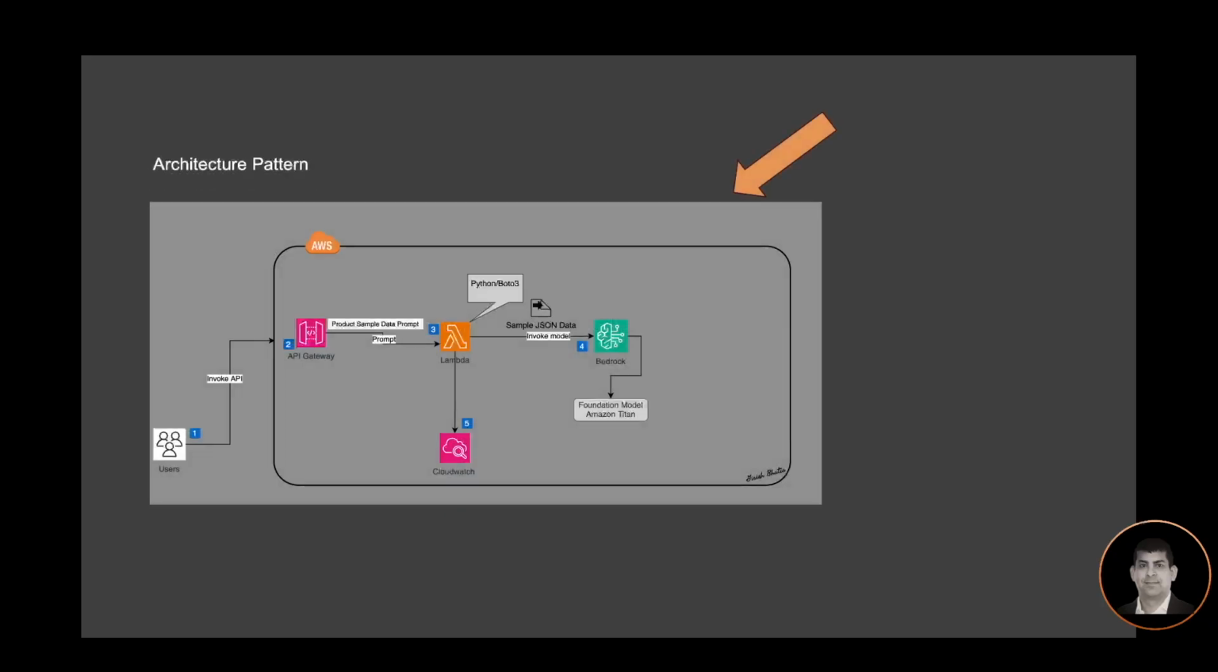Let's look at the architecture design here. We have a user that will invoke the API and will pass the prompt asking for sample JSON data via API Gateway. This prompt will feed into the Lambda function. The Lambda function is written in Python Boto3 and it will invoke the Amazon Bedrock API to get the response back. Amazon Bedrock's underlying foundation model being used here is Amazon Titan, and it will return the requested sample JSON data to the user via the API, and then this sample data can be used for the desired purpose.